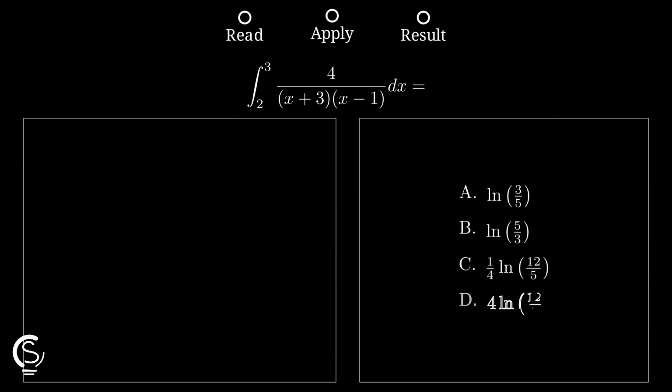First, we split the fraction 4 over (x + 3)(x - 1) into two simpler parts. By using partial fraction decomposition, we find the coefficients are -1 and 1.